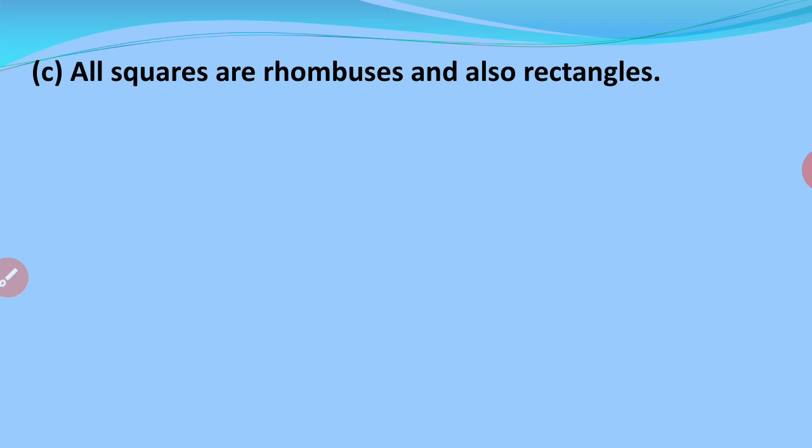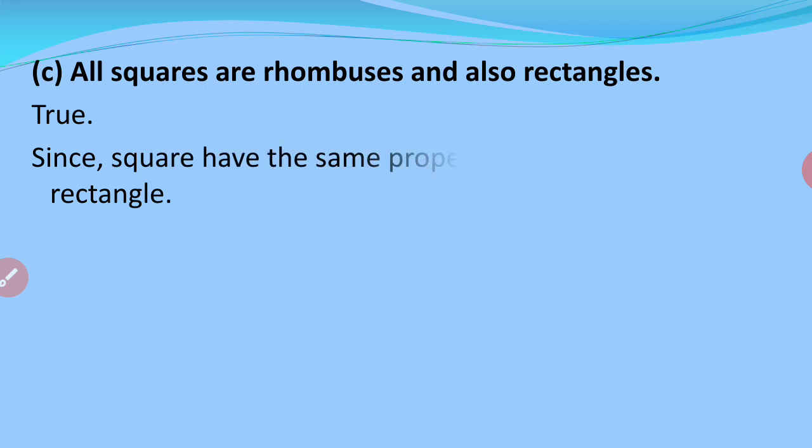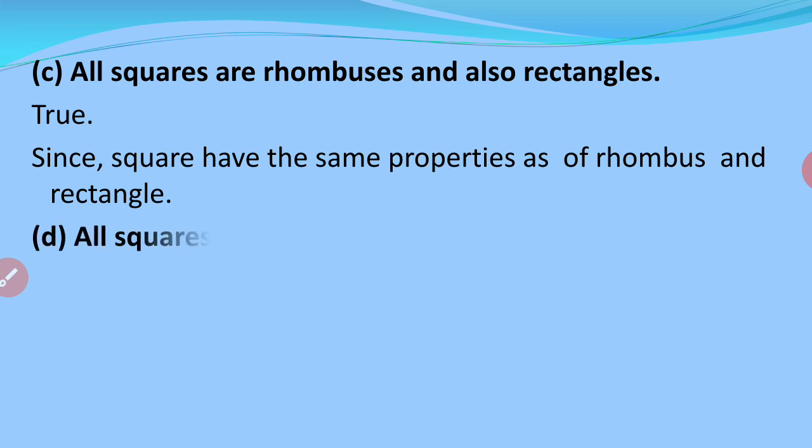All squares are rhombuses and also rectangles. That actually means the properties of a rhombus and a rectangle taken together make a square. It is a very true statement. If you think of all the properties of a rhombus and a rectangle together, you will see that each and every property holds true for a square. That is why this statement is true.